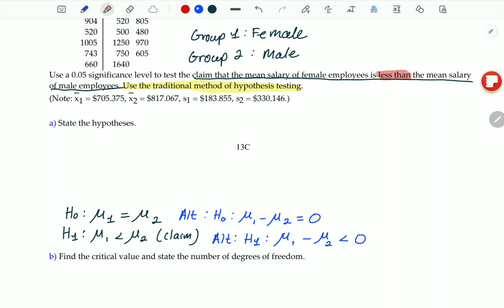But I'm going to keep my null and alternative hypotheses written in the form that I'm highlighting in the yellow highlighter. This is the form that most of us are familiar with. All right, let's move on.